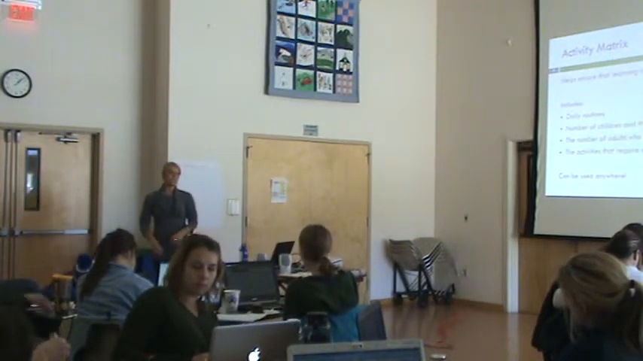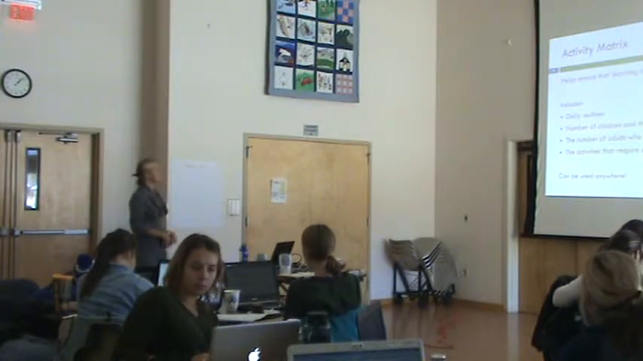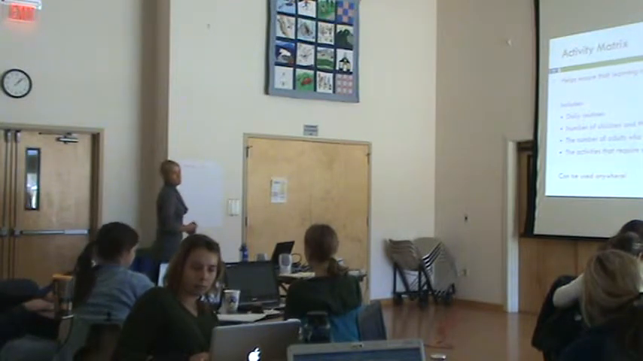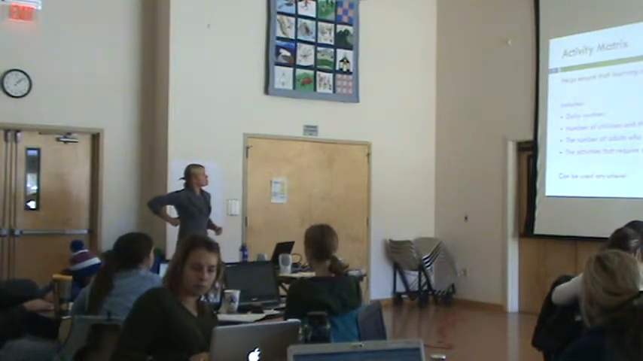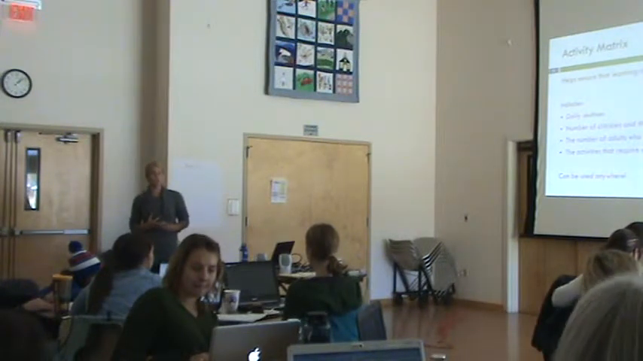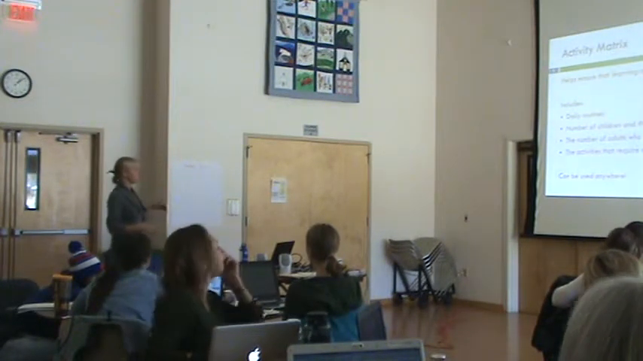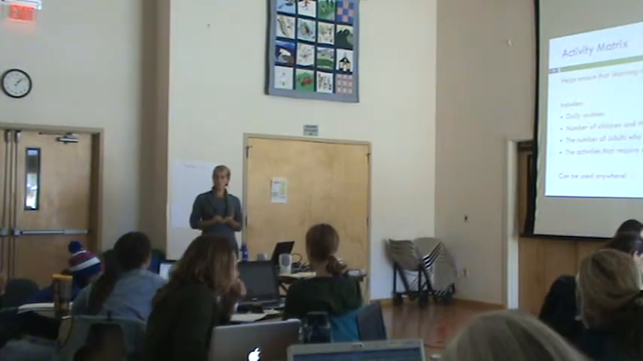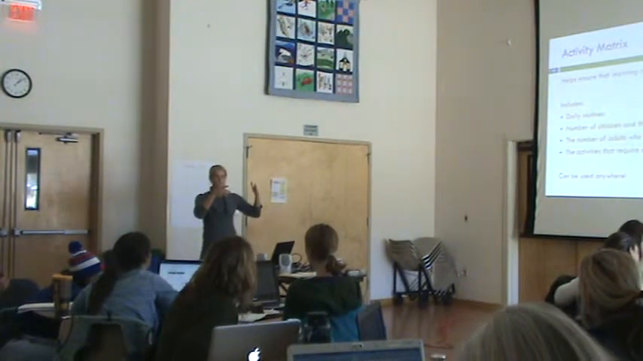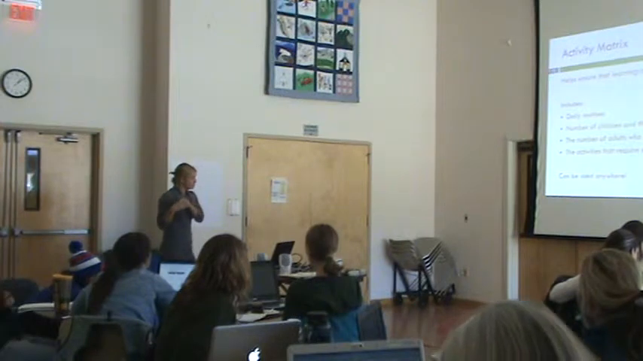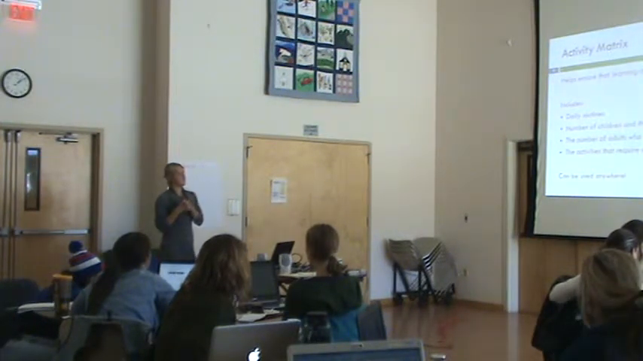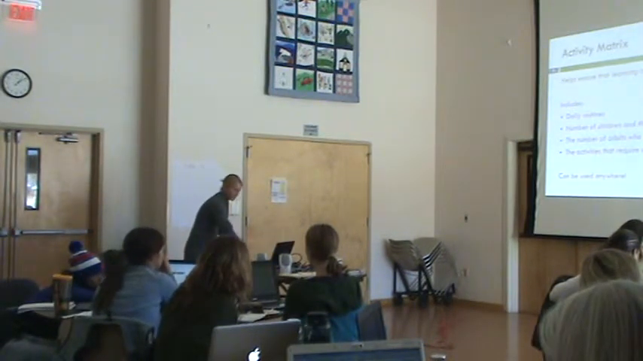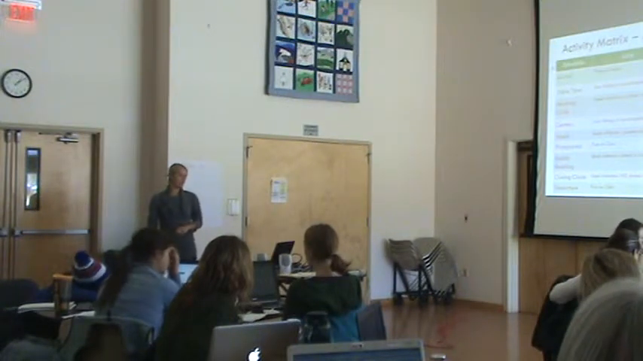So next we're going to talk about, and we're actually going to do an activity on this a little bit later, an activity matrix. Has anyone ever heard of one before? No? Perfect. And then we can all learn it together. So an activity matrix helps ensure that learning occurs. It can include several different things, such as daily routines. It can include a number of children and a number of activities. It can be done on a classroom level as well as on an individual child level. It can include the number of adults and also some more information about those activities, such as whether or not it requires adult monitoring.